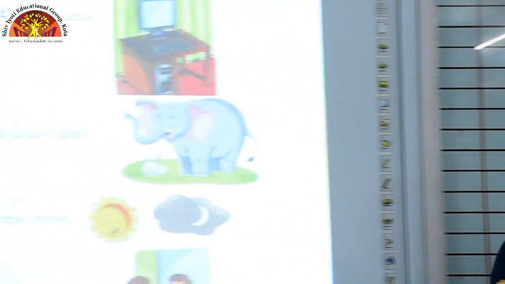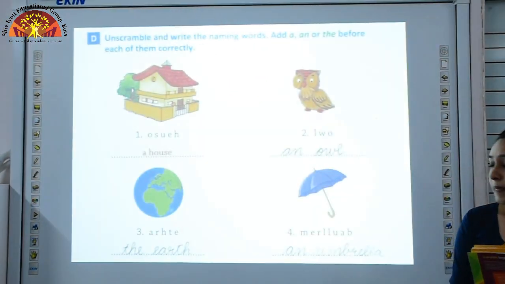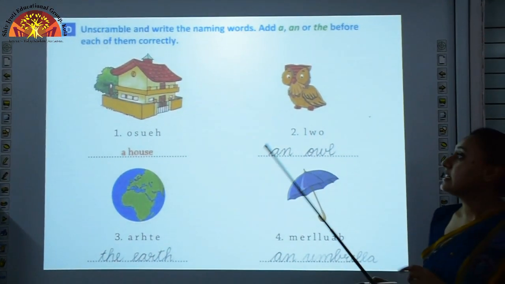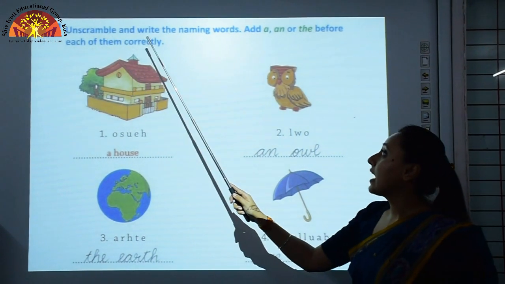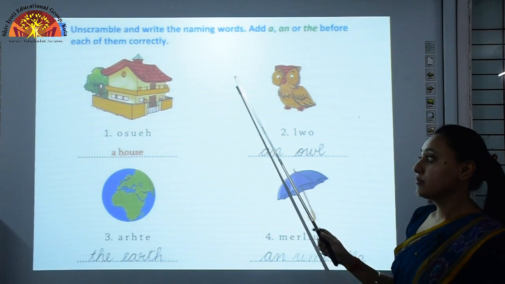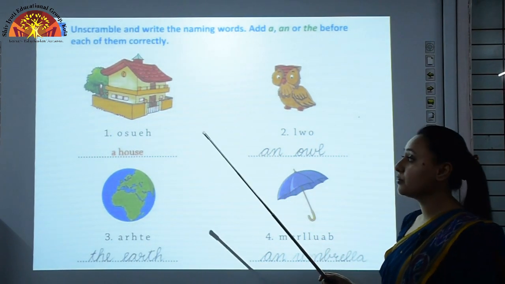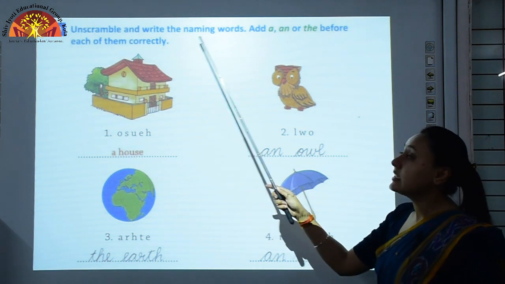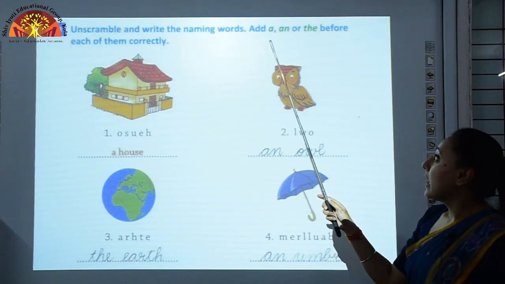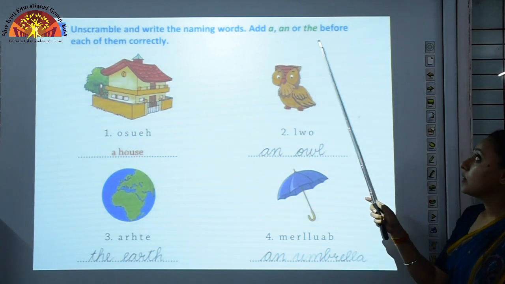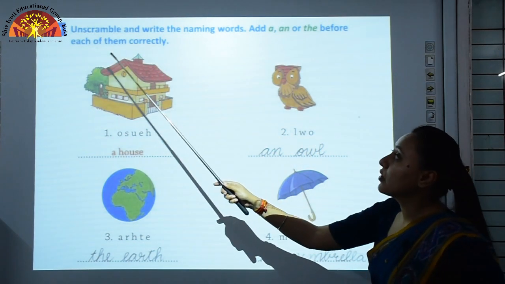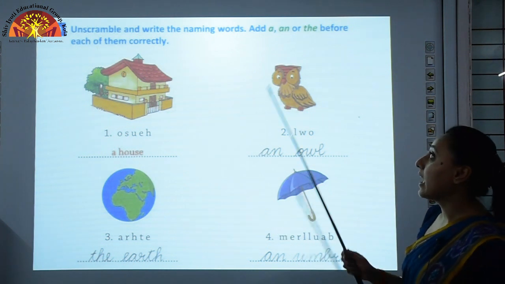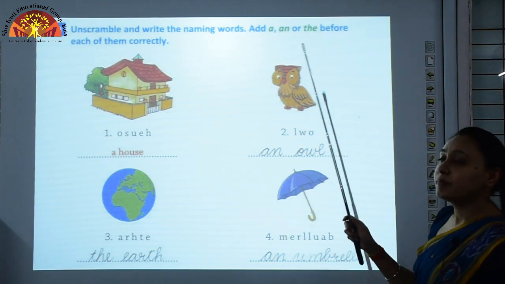Now we move to question D. Question D is unscramble and write the naming words. So children, some letters are given to you, you have to unscramble them and write the correct naming words. Add a, an or the before each of them correctly. Then we have to add a, an or the before them.